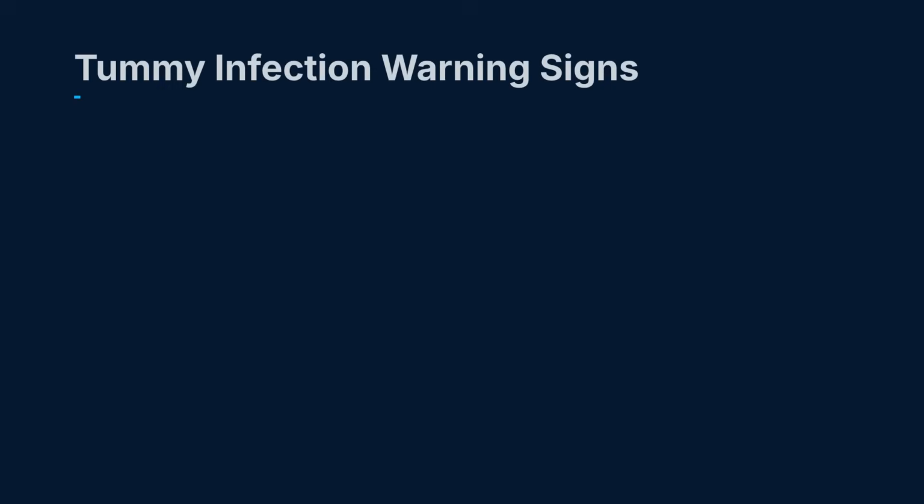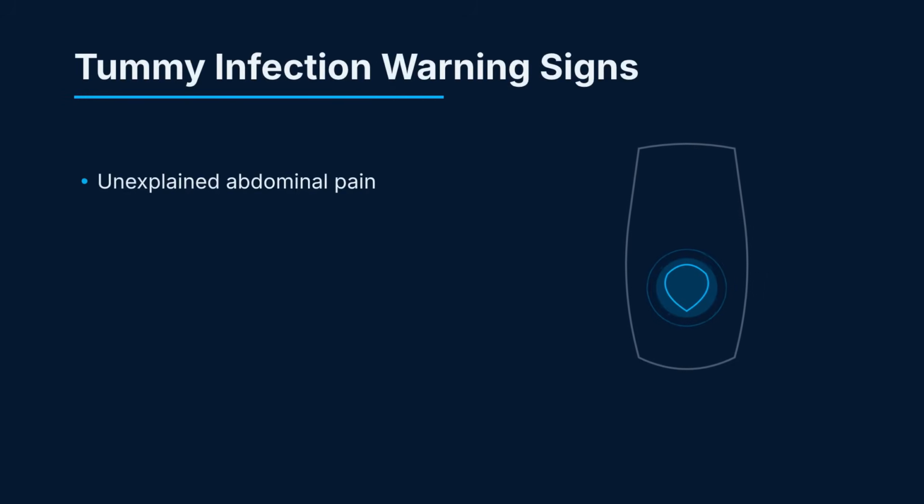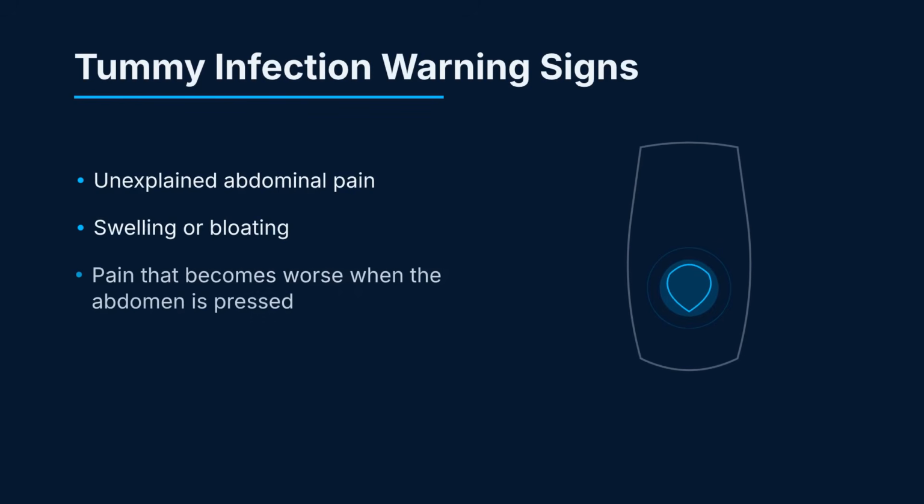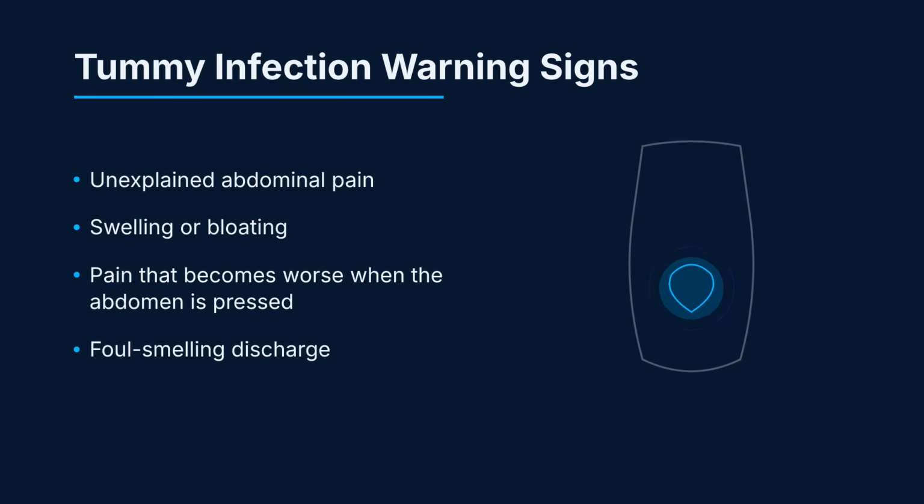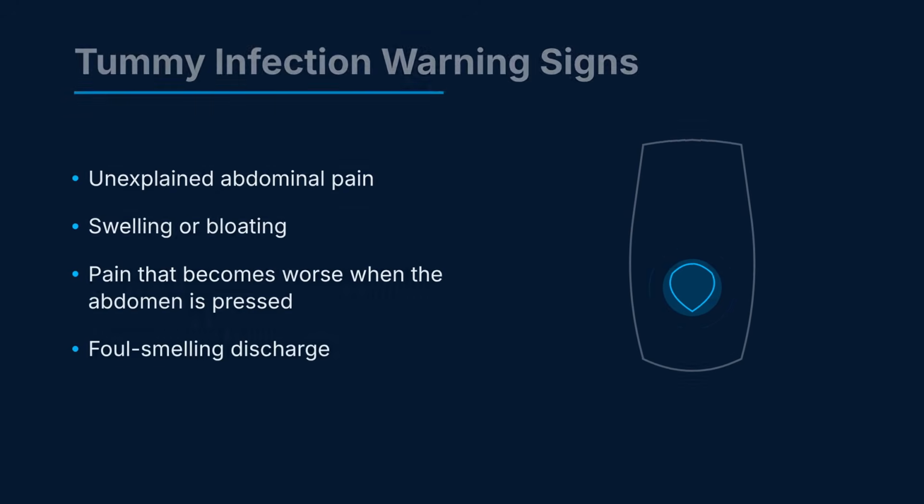Let's now discuss abdominal or tummy infections. Sometimes a patient may complain of severe abdominal pain. Important warning signs include unexplained abdominal pain, swelling or bloating, pain that becomes worse when the abdomen is pressed. In some patients, especially with genital tract infections, there may be foul-smelling discharge. These symptoms should never be ignored because abdominal infections can progress rapidly to sepsis.